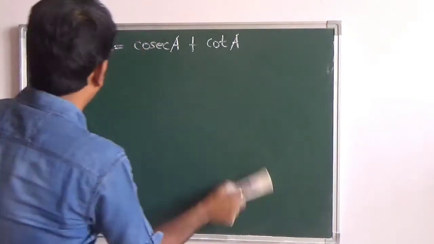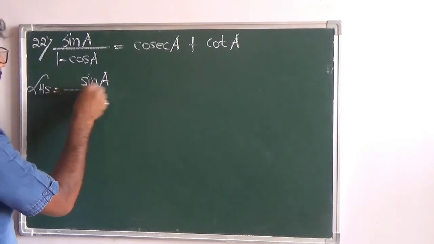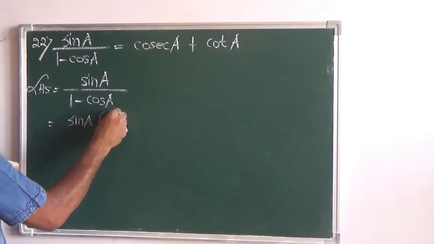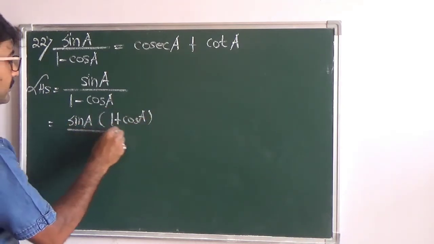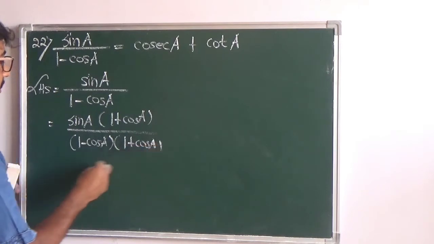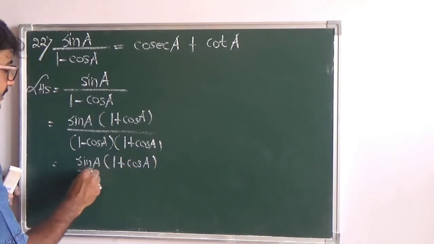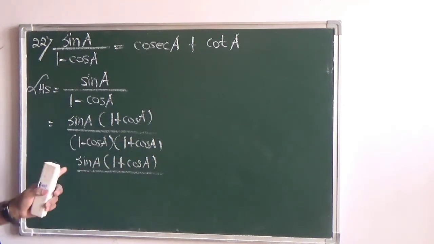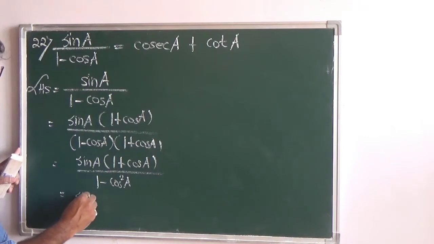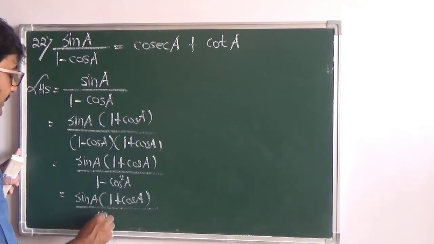Rationalize. So on the left hand side we have sin A divided by 1 minus cos A. So this we can write as sin A into 1 plus cos A, over 1 minus cos A into 1 plus cos A. So this becomes sin A into 1 plus cos A, and in the denominator 1 minus cos A into 1 plus cos A, which is (A minus B)(A plus B), so 1 minus cos square A. So this becomes sin A into 1 plus cos A over sin square A.